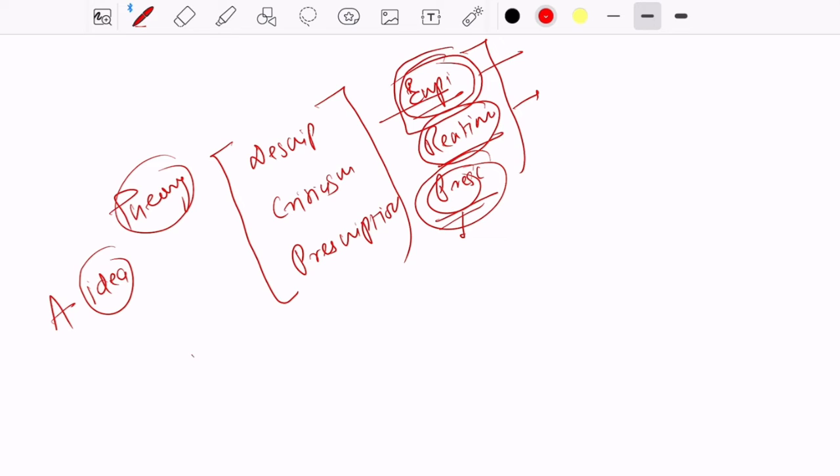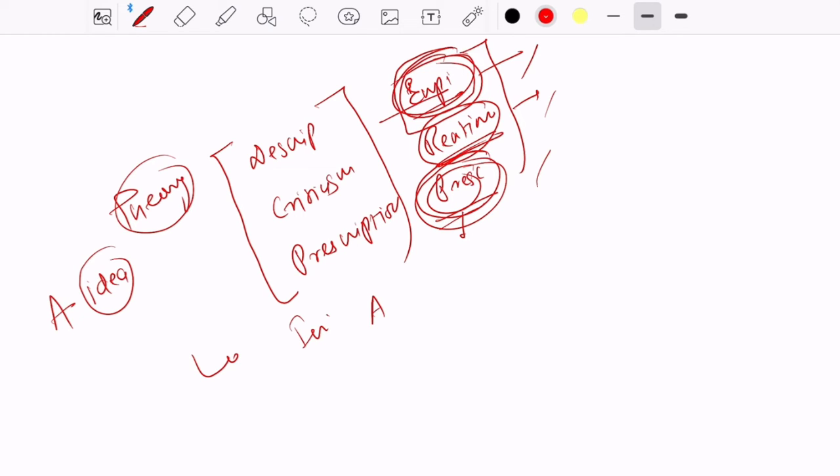So in a nutshell, I want to say that in a theory, it's not important that whatever is being proposed is totally based on empirical reasoning and prescriptive values. No, it might be possible that it's only relying on empirical analysis. It's also possible that it is totally based on reasoning, and it's also possible that it is totally based on value judgment. Now let me give you an example.